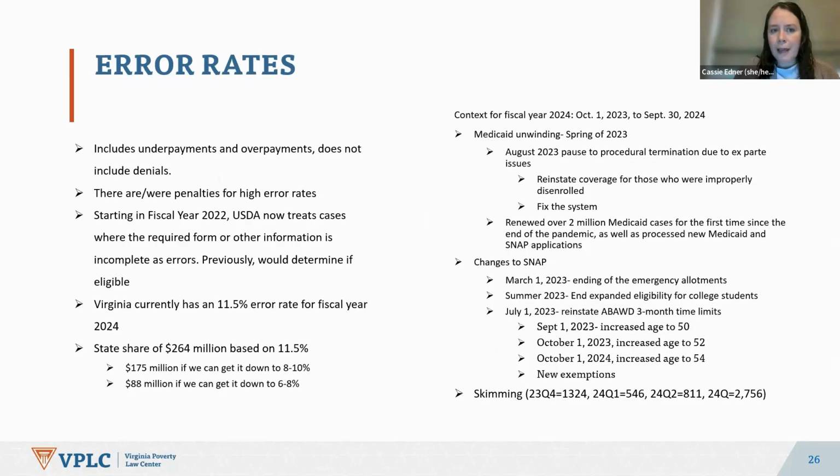Error rates include underpayments and overpayments. It does not include denials, terminations, though.